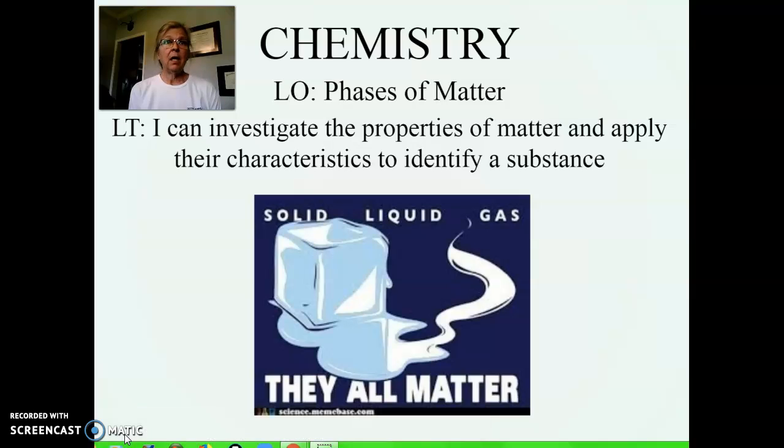I'm here today to talk to you about some introduction to chemistry that we're going to start this year so you are ready to go for next year. So as you can see, we are going to be talking about phase changes and states of matter. And by that I mean solids, liquids, and gases.